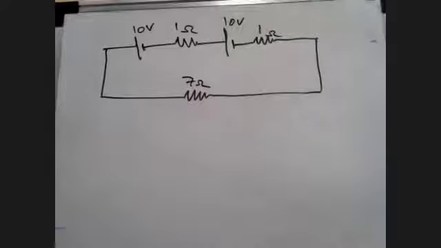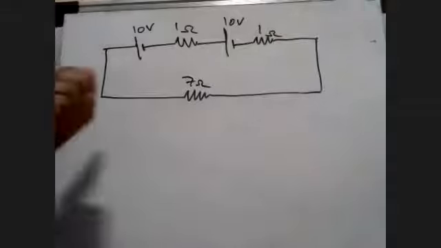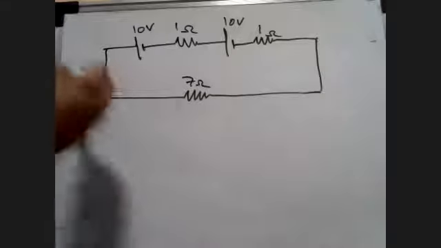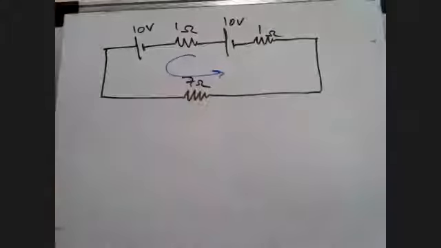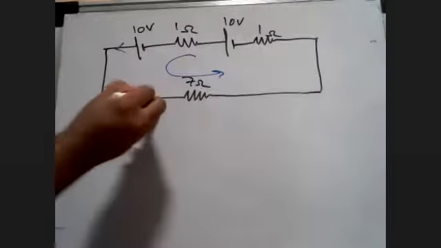So just apply the concept. First, decide the direction of the current. You can always take the current in the direction of the battery, positive to negative, like this. So it will be like this. Current will flow in this manner.